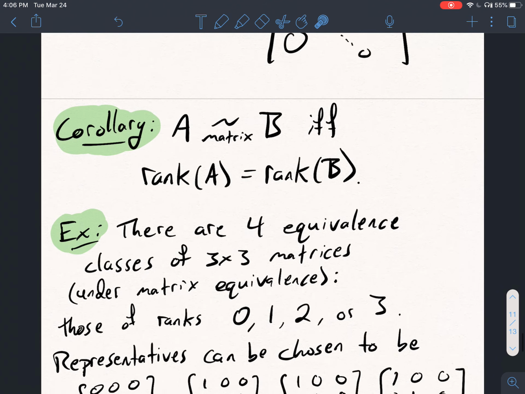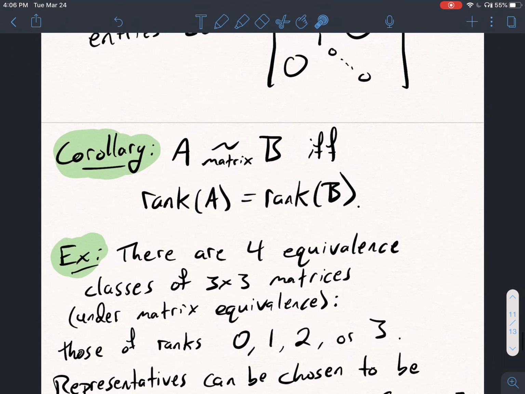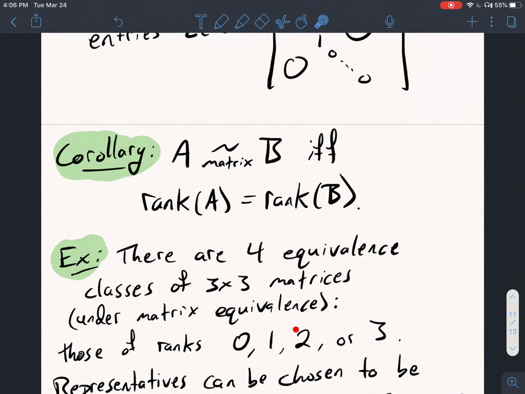So there are 4 equivalence classes of 3x3 matrices under matrix equivalence. There are a whole lot more under row equivalence. Under row equivalence, there are infinitely many equivalence classes, but for matrix equivalence, there are only going to be 4 of them, and you can count them by using the possible ranks that 3x3 matrices can have. So 3x3 matrices can have rank 0, 1, 2, or 3.